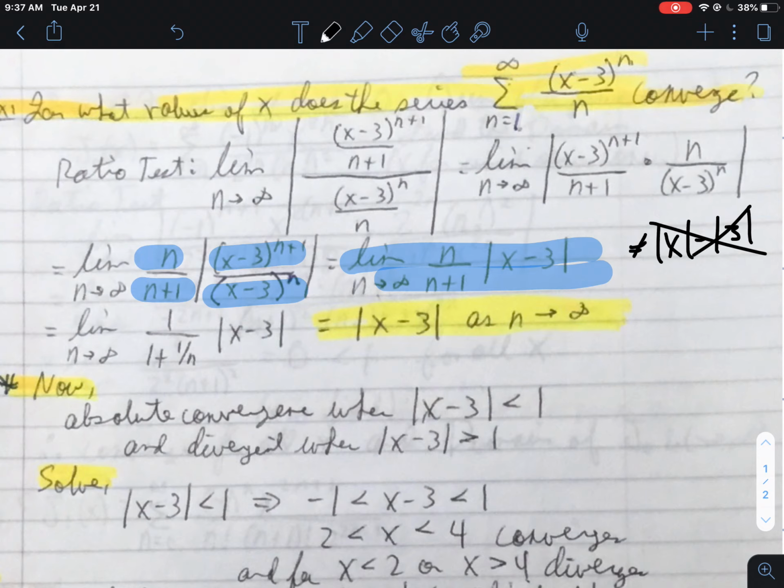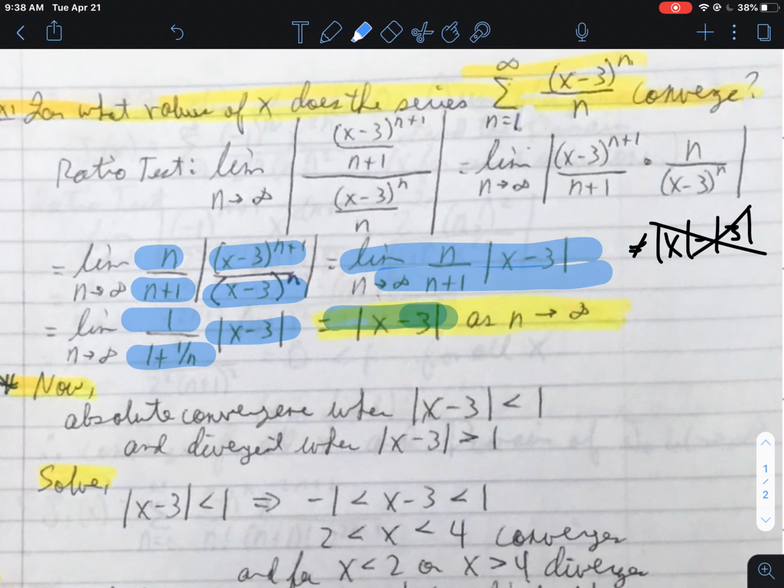Now, the n over n plus 1 part, as n approaches infinity, we've done enough of those. When you divide everything by n, you get 1 over 1 plus 1 over n. Well, the limit as n approaches infinity, that is 1, times the absolute value of x minus 3. So that gives us the absolute value of x minus 3 as the value of this limit as n approaches infinity. Now, here's where we bring in what we know about ratio test. Ratio test says that if the limit is less than 1, we have convergence. If it's greater than 1 or does not exist, we have divergence.